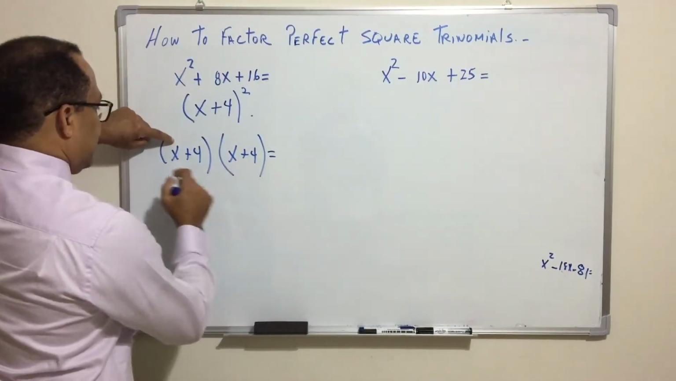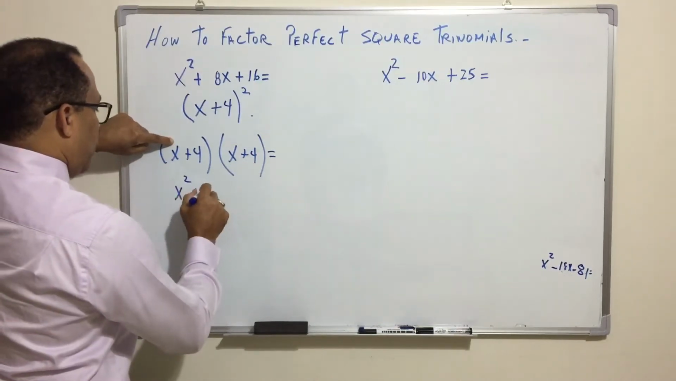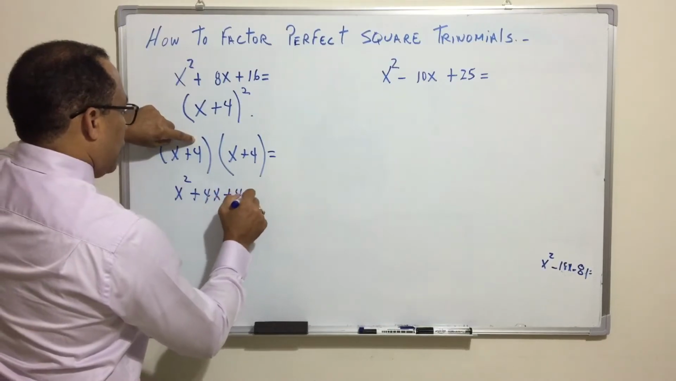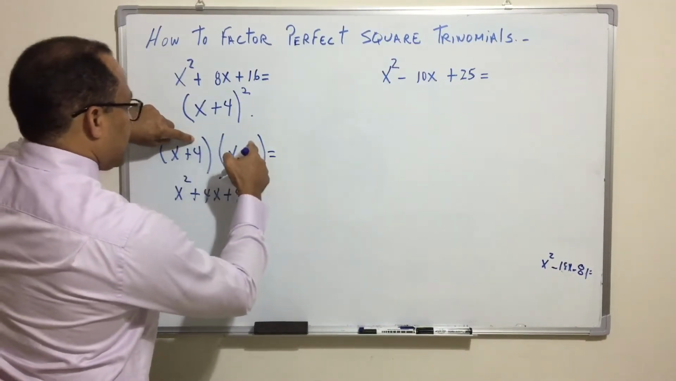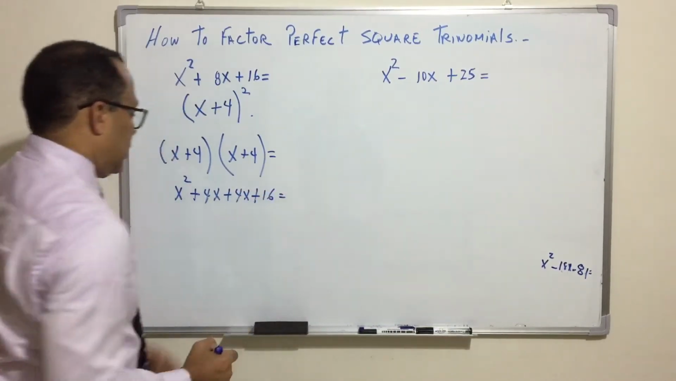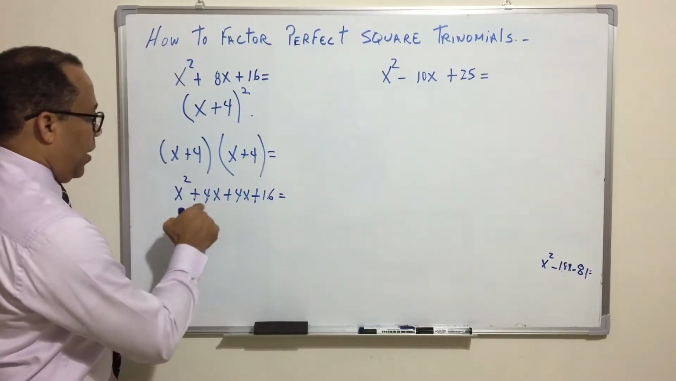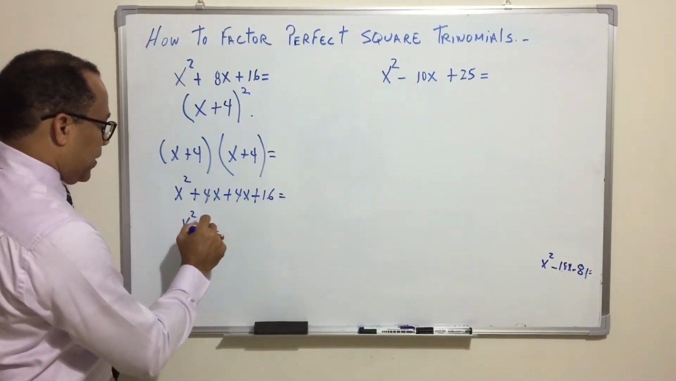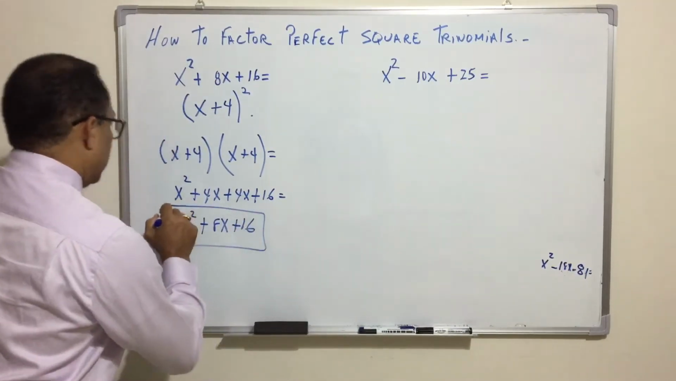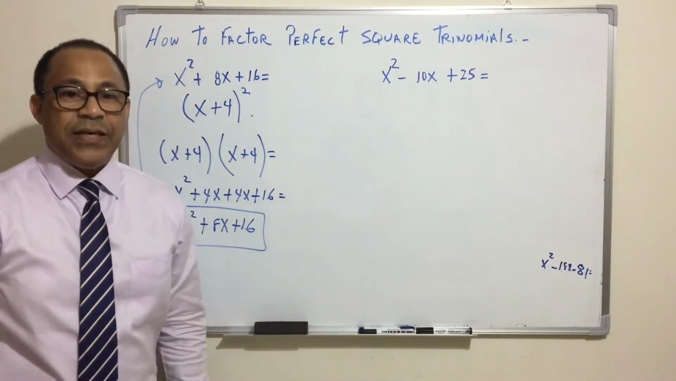X times x, x to the second power. X times 4 is plus 4x. Plus 4 times x, plus 4x. Plus 4 times positive 4, positive 16. Equals. Like terms, these two. Bring down the x to the second. 4x plus 4x, positive 8x, plus 16. It means that this factoring is correct.